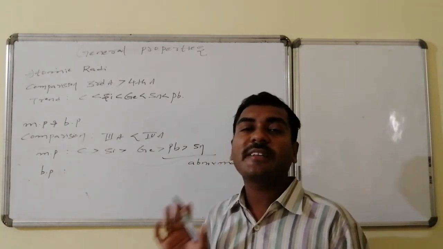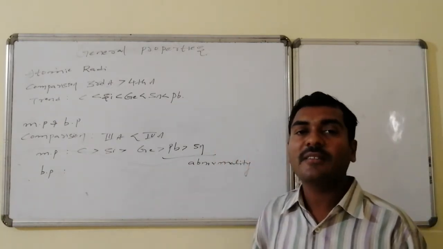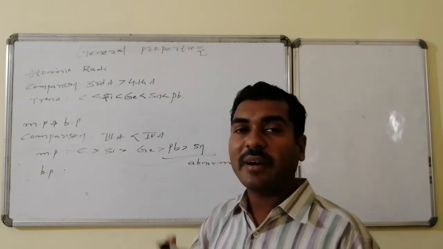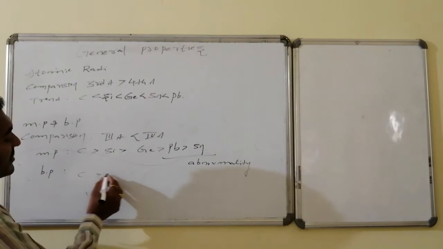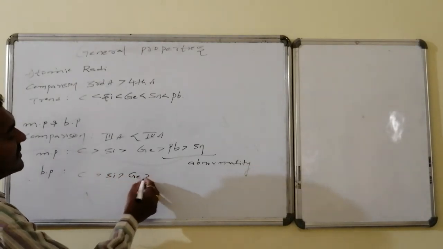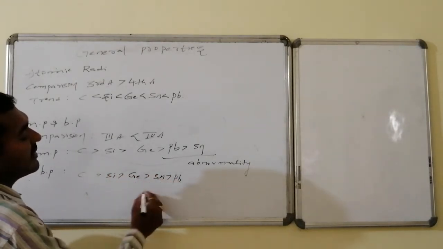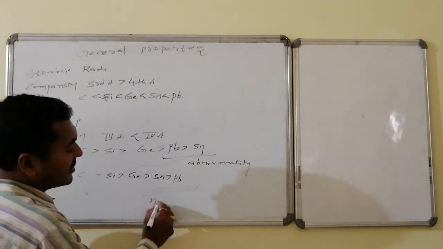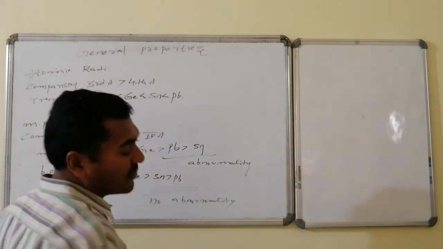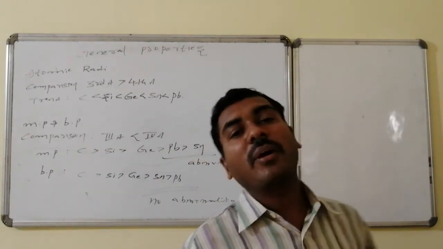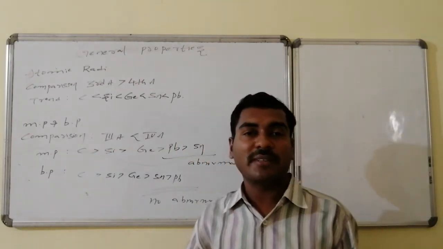But boiling point is maintained with regularity without any deviation, and the boiling point trend is, once again, also decreasing, and carbon, silicon, germanium, tin followed by lead order is maintained. There is no abnormality. There won't be any kind of abnormality in case of boiling point of fourth group elements.